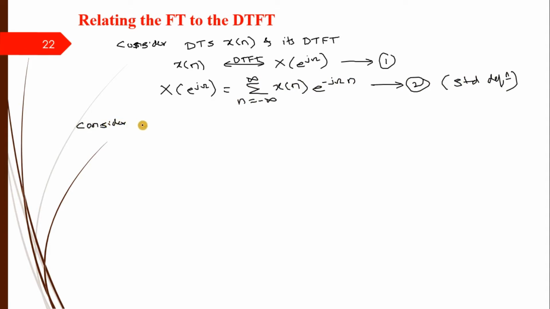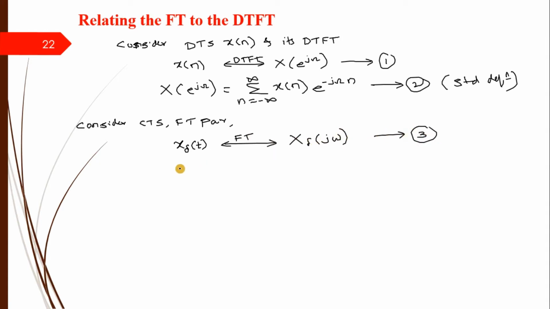Now, let us consider the FT pair for a continuous time signal. Rather than writing it as x of t, I write it as x delta of t. The reason for writing this x delta I'll tell you later. The FT pair can be written as x delta of t is a time domain signal, capital X delta of j omega is the frequency domain signal. This is equation 3. Now we try to relate pair 1 and pair 3.